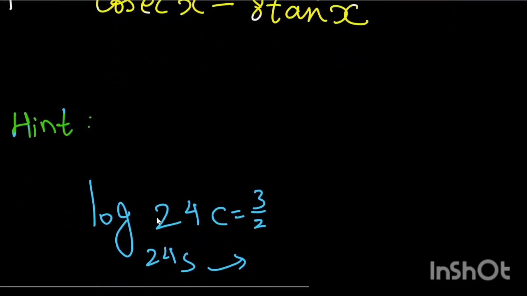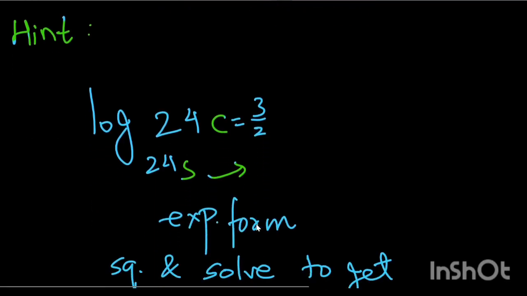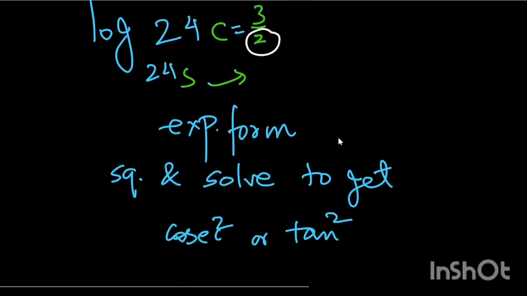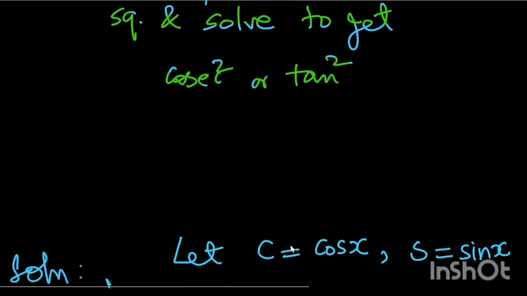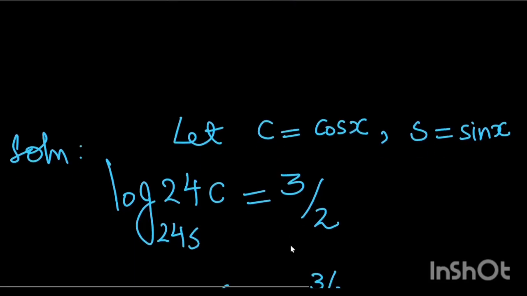Let's say C stands for cos, S stands for sin. We will convert this into exponent form, and since this would be the power, in order to remove the power in the base, what do we have to do? We have to square and solve to get the value of sine, cos, cosec, or tan, because if we can get one trigonometric ratio, the other ratios can be determined using the triangle. So proceeding with the solution, let's write C for cos, S for sine.